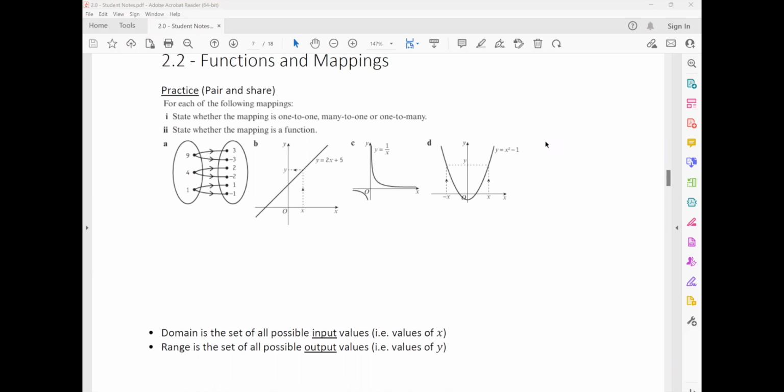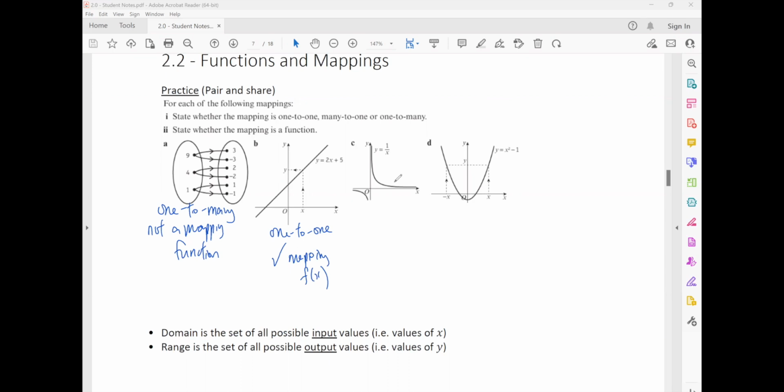Okay, so let's have a look one by one. The first one is a one-to-many, because one value of input gives many values of output. So this is not a mapping function. Okay, this one is a one-to-one. So it is a mapping function. I'm going to put, mapping function.